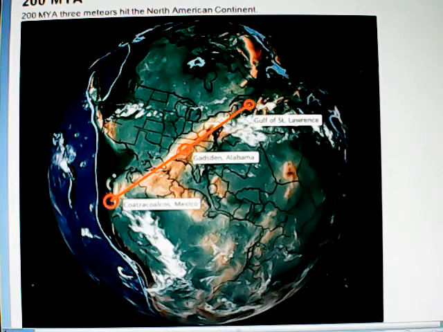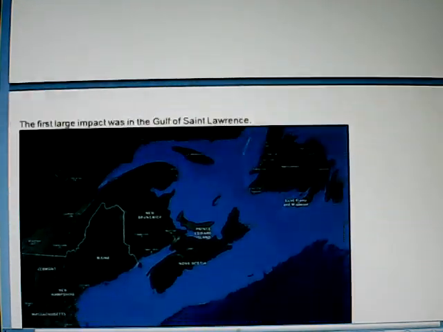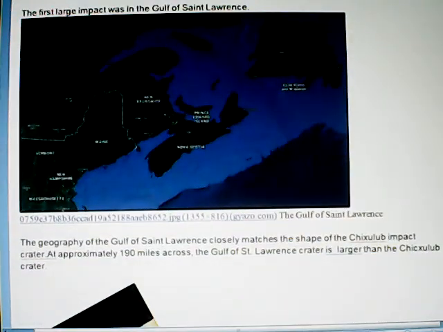And 200 million years ago, 3 meteors hit the North American continent, one at the Gulf of St. Lawrence, one near Gadsden, Alabama, and whatever this is pronounced in Mexico. Alright, the first large impact is in the Gulf of St. Lawrence.